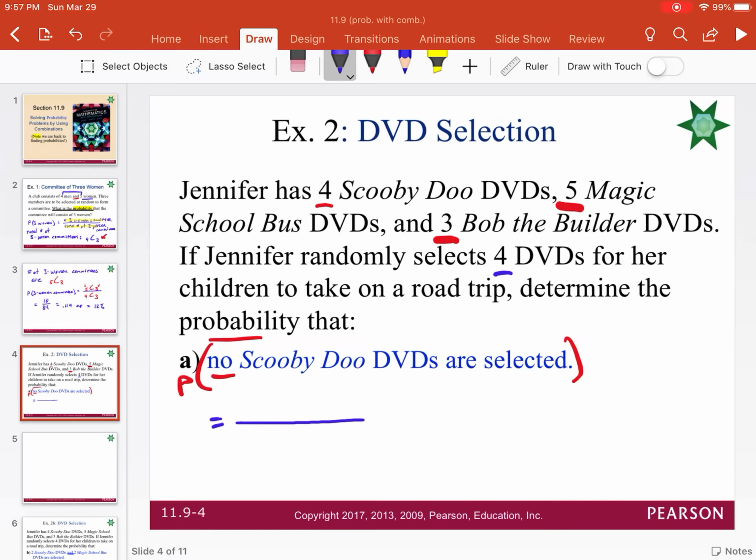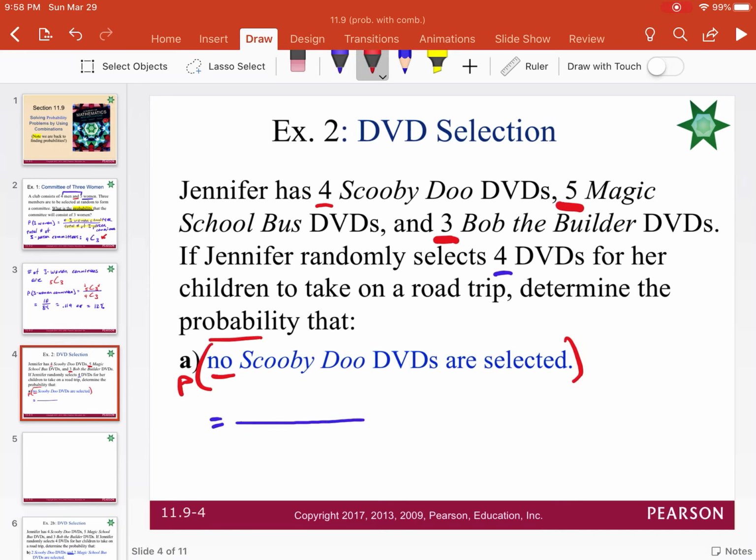Again, we're not sorting them. We're not putting down our favorites. This is definitely a combination. We're not ranking them, just picking 4. Randomly picks 4. Okay, so the bottom is always the total number. So we're doing groups. So we're doing combinations.